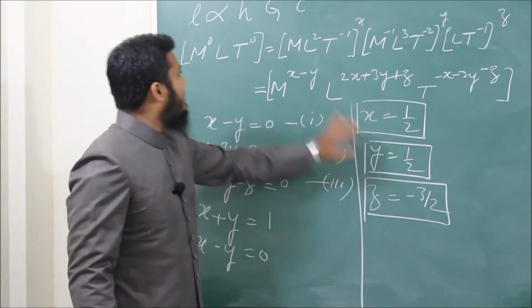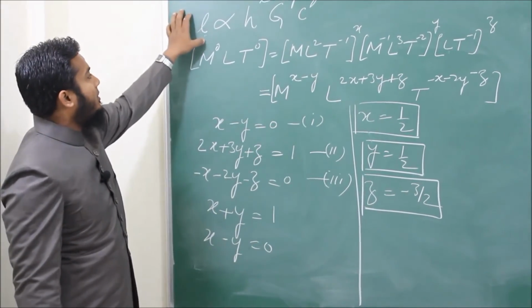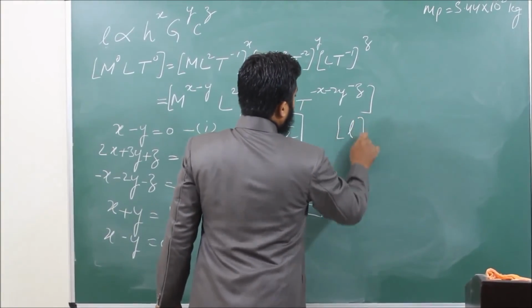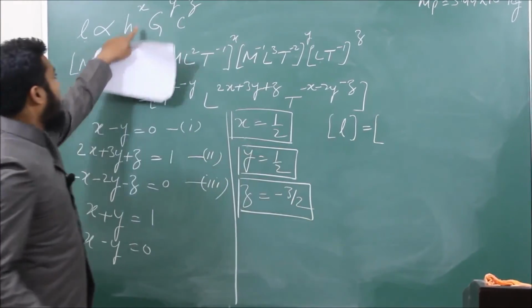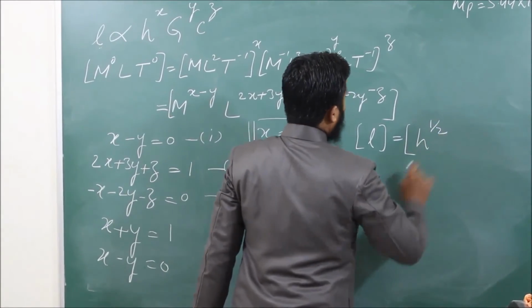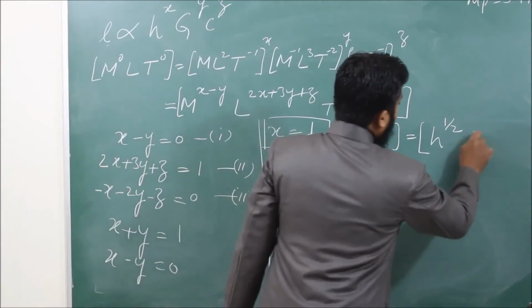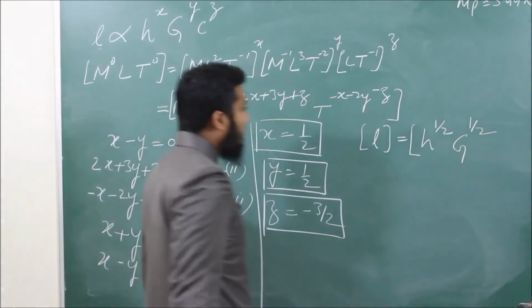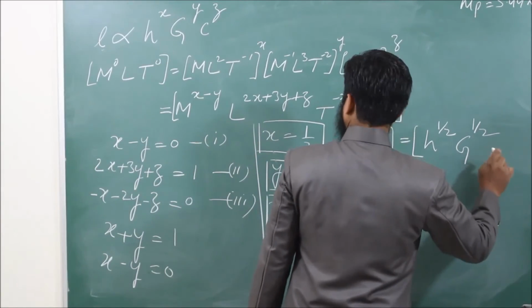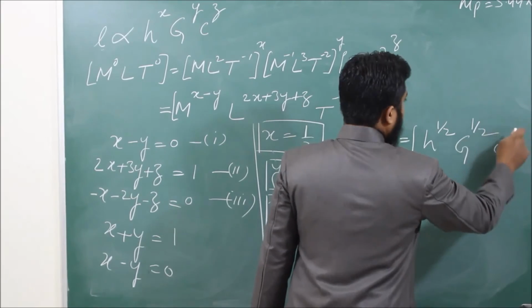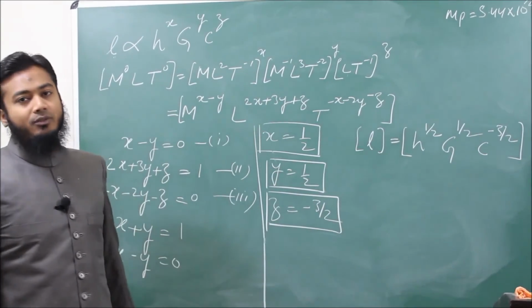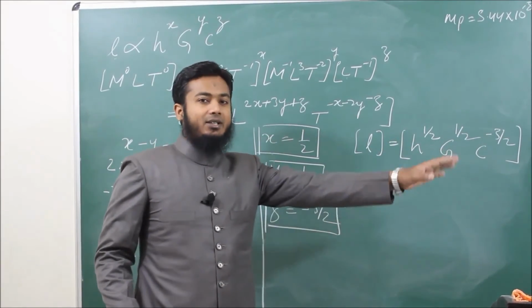Now put these values in this equation and you will get the dimensional formula for length in terms of h, G and c. So the dimensional formula for length will be h raised to the power x, x is plus half, so h raised to the power half, G raised to the power y, which is again half, so G raised to the power half, and c raised to the power z. Now z is minus 3 by 2. Sorry, yes, so c raised to the power minus 3 by 2. So this is the dimensional formula for length in terms of h, G and c.